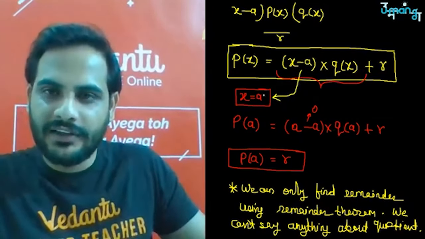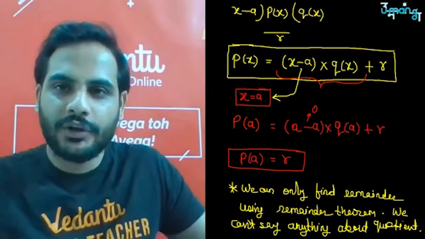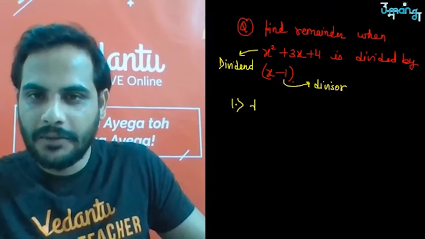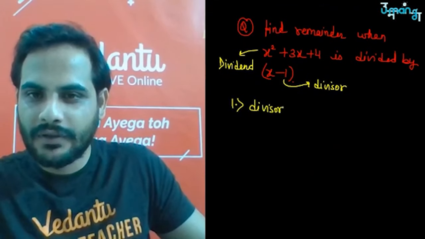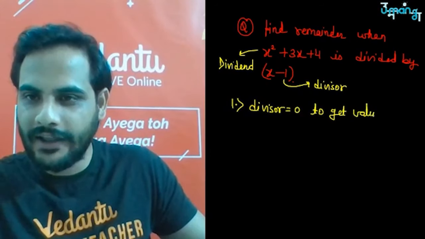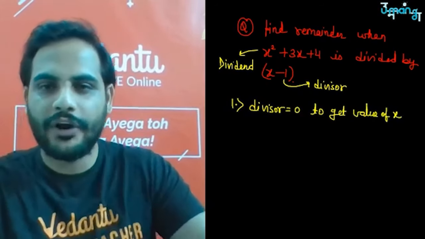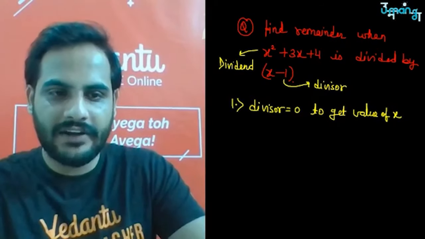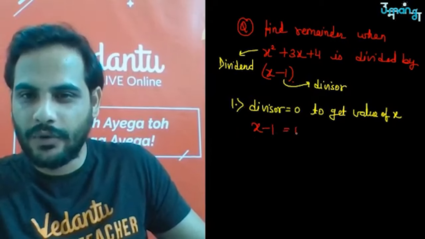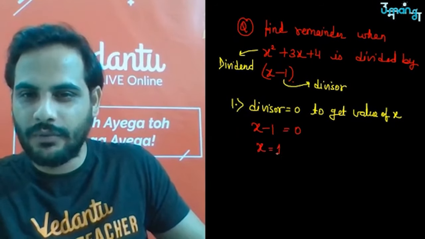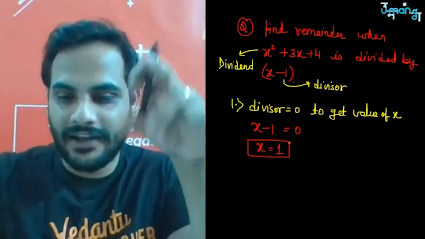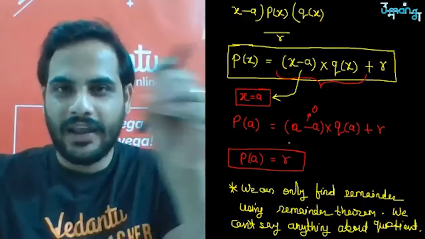So first thing you will see that what value of x you have to put, you will get it from the divisor. So the step 1 in using the remainder theorem is make divisor equal to 0 to get value of x. So first thing, make divisor equal to 0. So put x minus 1 equal to 0. So you have got x is equal to 1. So this x is equal to 1 is equal to a. Okay, this is that a which you have got in the previous part.